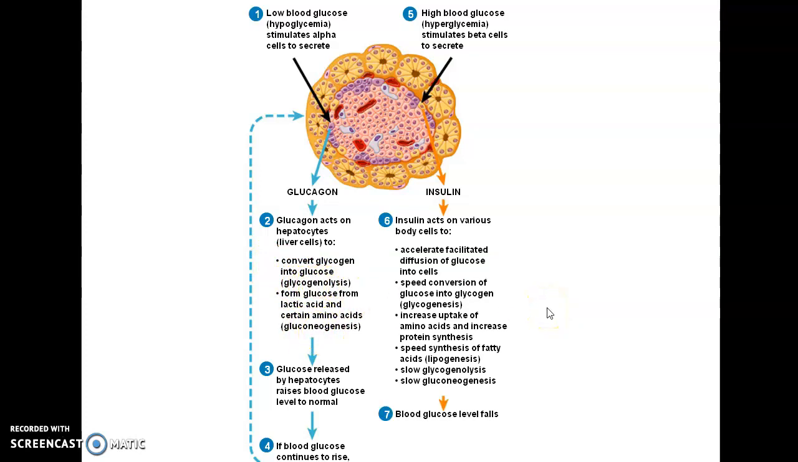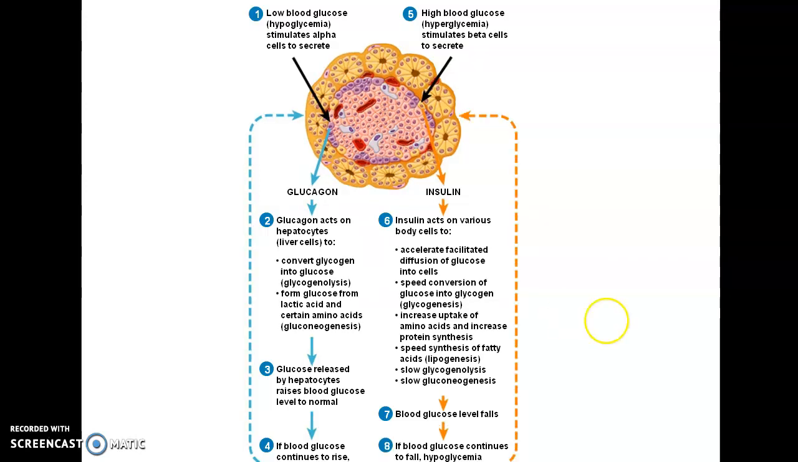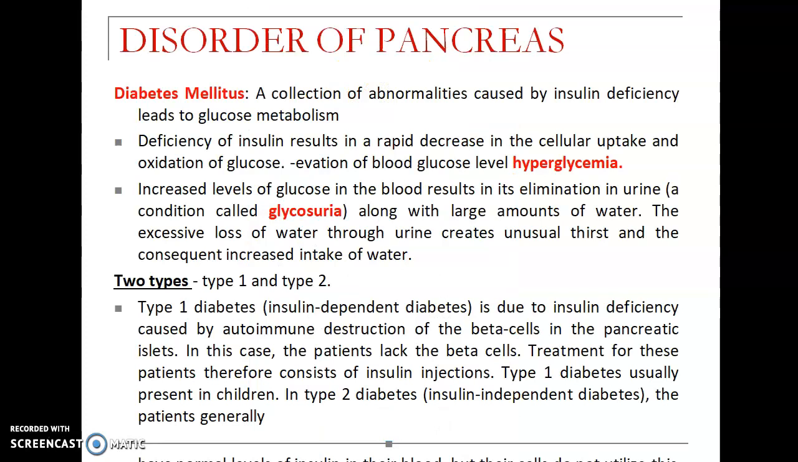So here we could say that the blood glucose level falls, and if it continues there is a negative feedback system, and it stops further release of insulin. So that is the condition. Now we'll discuss the disorders of the pancreas. The major disorder of the pancreas is diabetes mellitus.